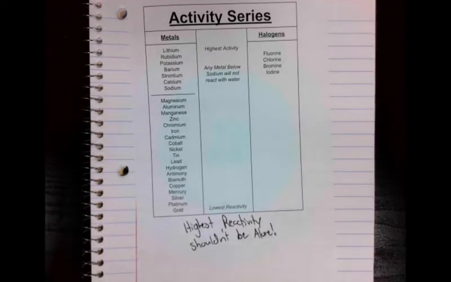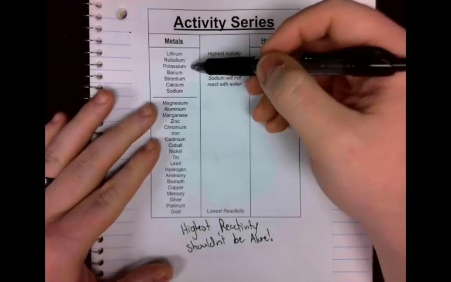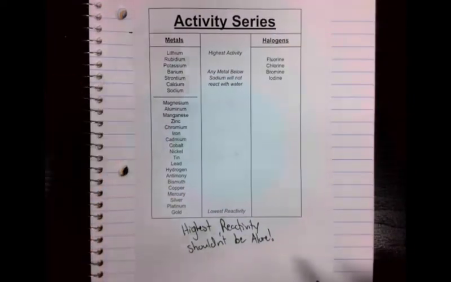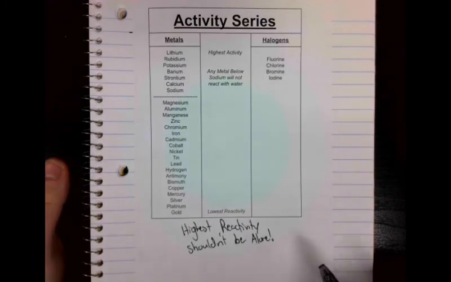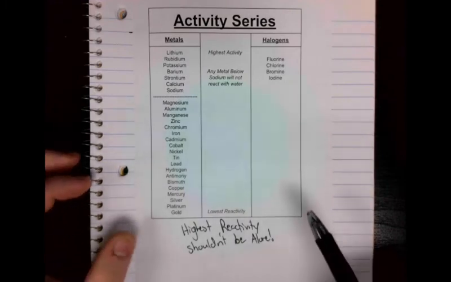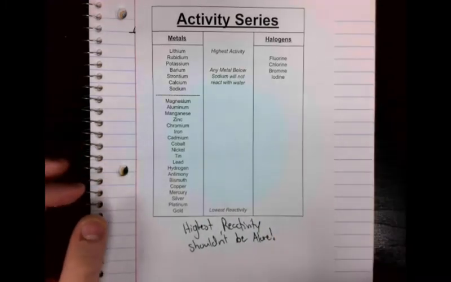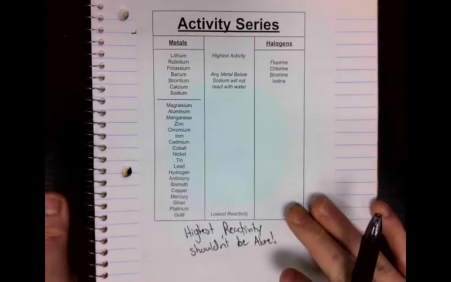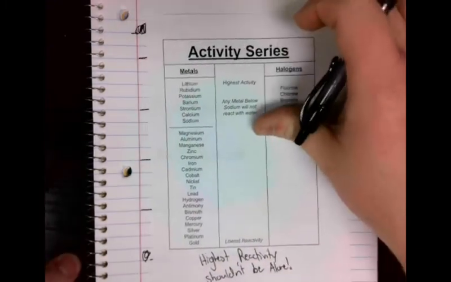To use our dance metaphor, the higher you go up the list, the more attractive they are, and so they are definitely going to be in the relationship, and they will kick out someone who is less attractive or less reactive than them. So with that out of the way, you're going to want this close by, and we're going to be doing some single replacement reactions.